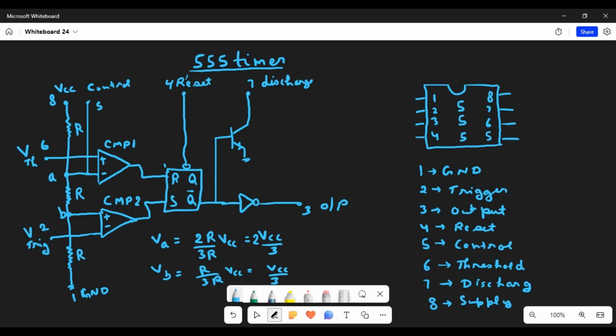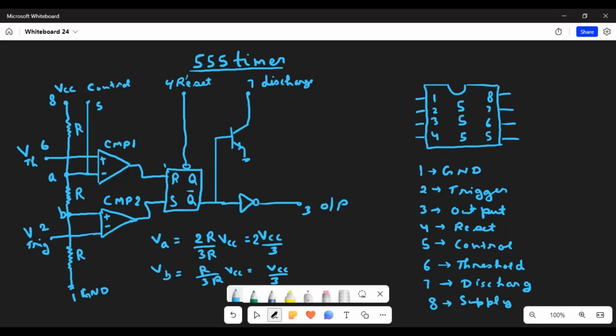pin number 3 is output, where we get the output, 4 is used for reset, 5 is control, 6 is threshold, 7 is discharge, and 8 is for supply. Towards the left, it shows the internal circuitry of a 555 timer with the pin numbers marked.